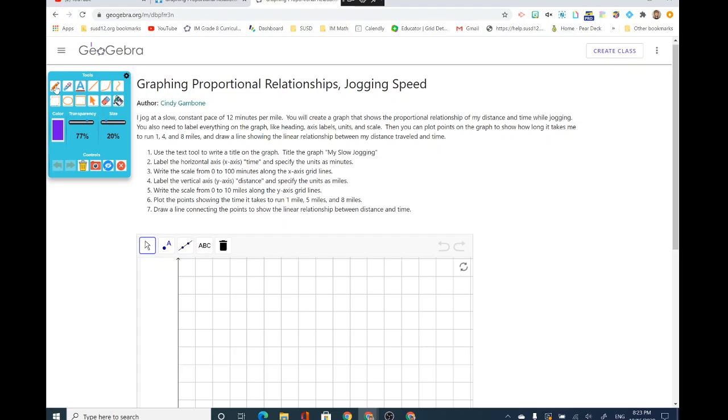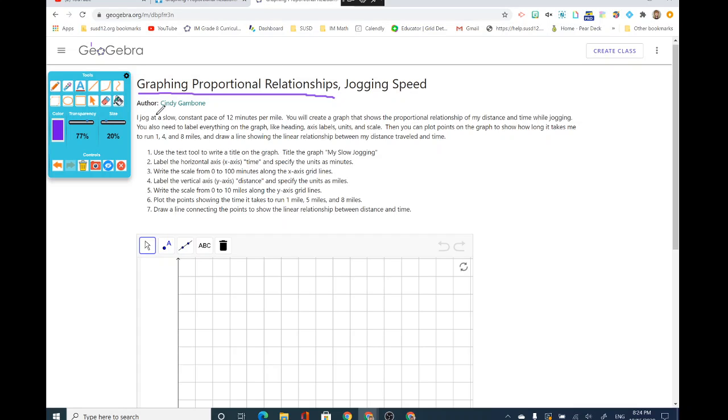Let's try an activity I made to help you practice graphing proportional relationships. This unit that we're in now, 8.3, is all about proportional relationships and graphing them to show proportional constants, the slope of the line. Okay, read the directions.